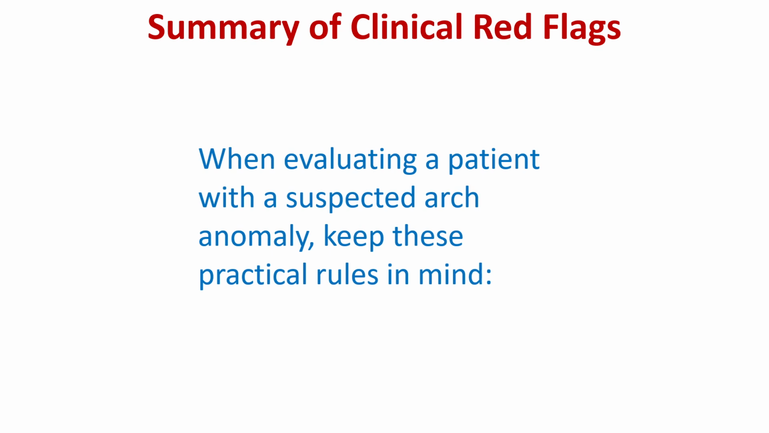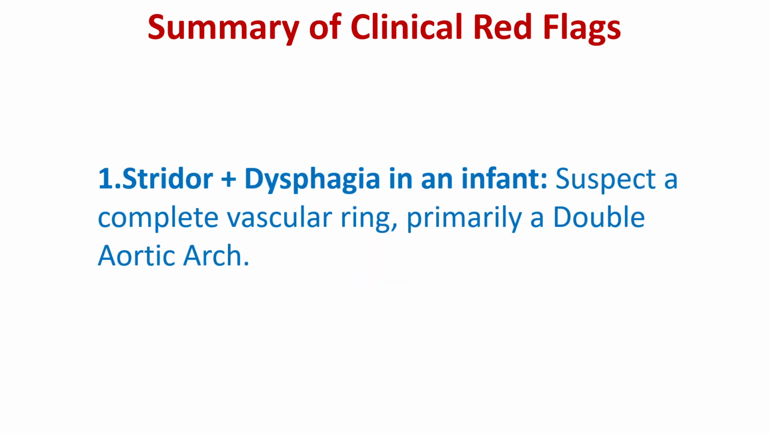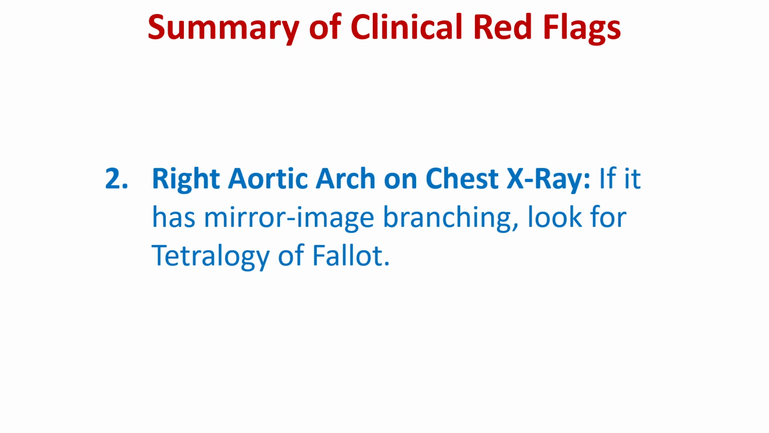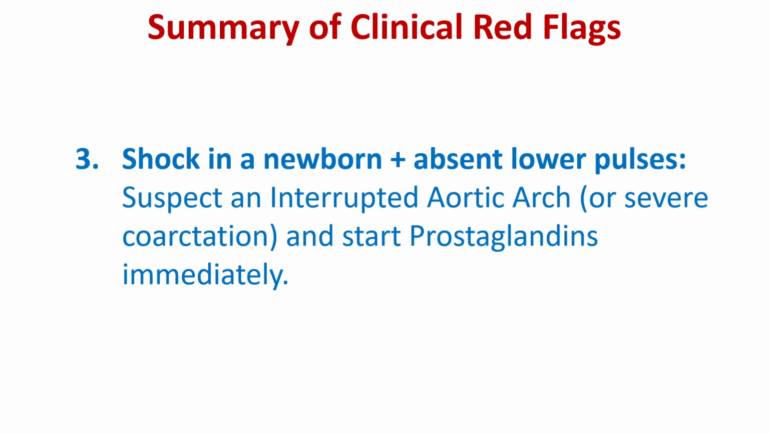Summary of clinical red flags. When evaluating a patient with a suspected aortic arch anomaly, keep these practical rules in mind. Stridor and dysphagia in an infant: suspect a complete vascular ring, primarily a double aortic arch. Right aortic arch on chest X-ray: if it has mirror image branching, look for tetralogy of Fallot. Shock in a newborn and absent lower pulses: suspect an interrupted aortic arch or severe coarctation and start prostaglandins immediately.